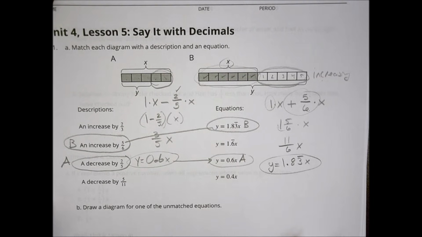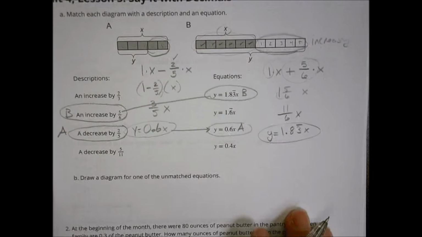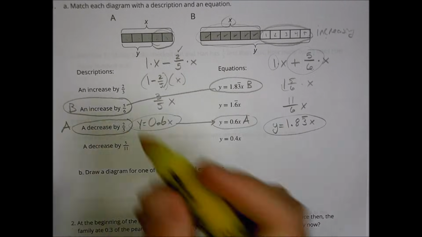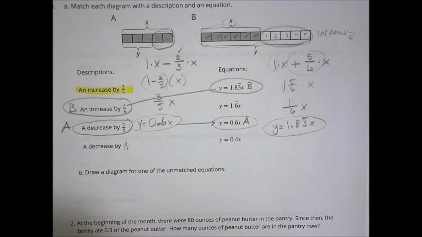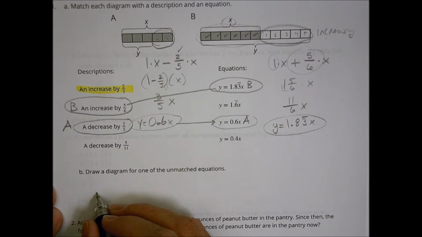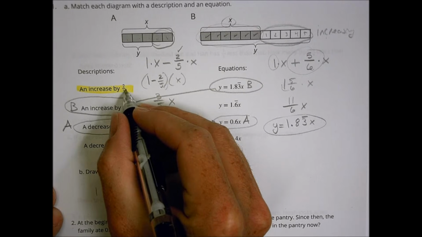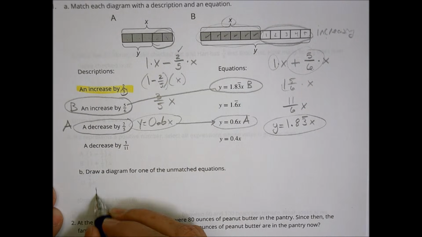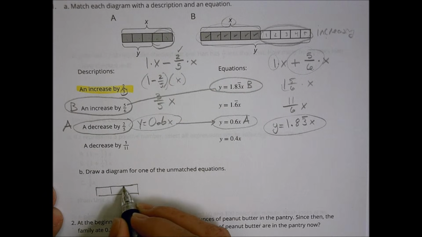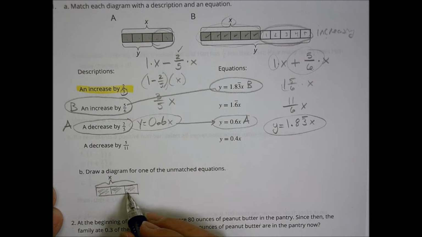Draw a diagram for one of the unmatched sections. All right. I'm going to do the increase by 2/3, just because it's there. So for an increase by 2/3, what I would do is draw my shape, and see how many sections I want. I want a little tape diagram that has thirds. My original is in thirds. This is my x value. And I'm increasing by 2/3 for y.